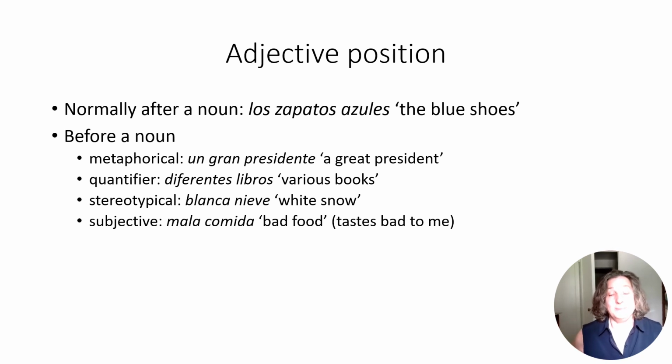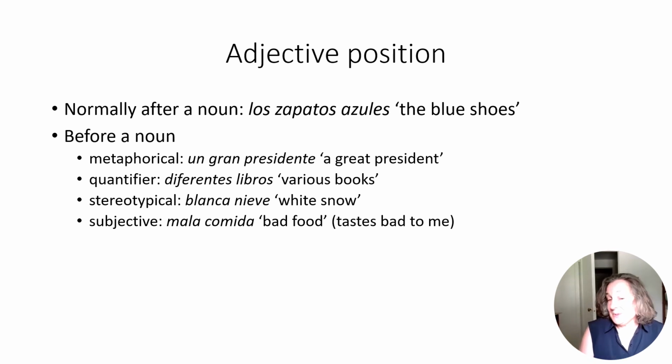Adjectives normally come after the noun, as in los zapatos azules. There are plenty of cases where the adjective comes before the noun. In that case, it's often metaphorical, as in un gran presidente, a great president, as opposed to un presidente grande, who would be big. Or if it's a quantifier, diferentes libros, meaning various books, as opposed to libros diferentes, which would mean books that are different.